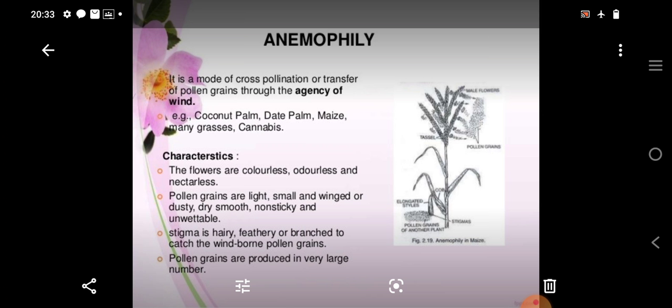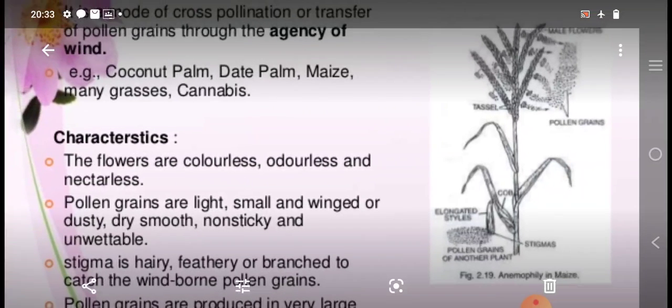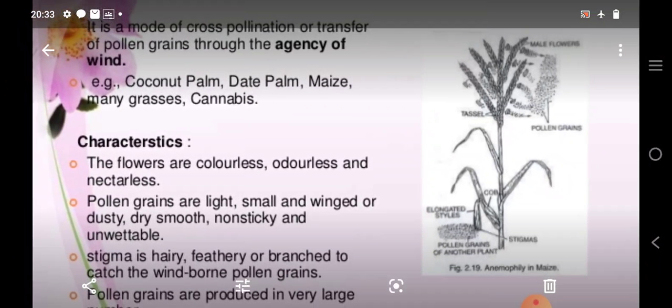So the wind pollinated flowers are producing a large number of pollen grains. Here this is the example of the maize plant. You can observe easily that at the topmost, male flowers are there. They are producing a large number of pollen grains. And most probably you have seen that they are lightly whitish in color, very light, and they can fly in the air very easily.